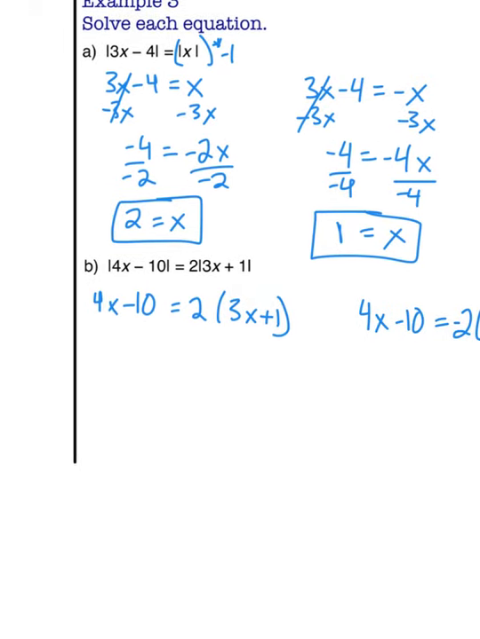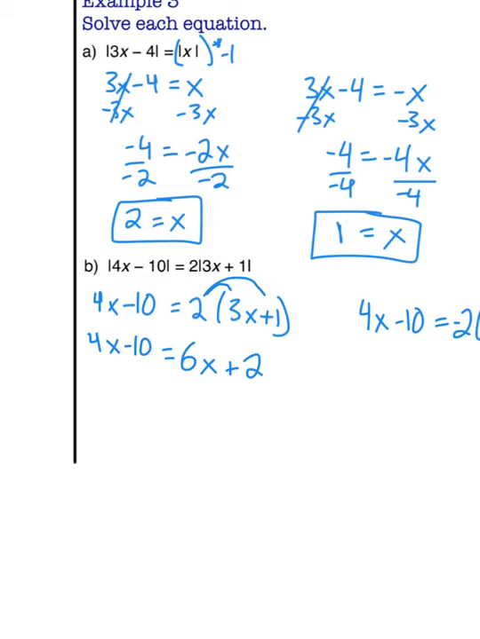All right, let's look at the left one first. I see a 2 outside of parentheses. Instinct is to distribute that. So I have 4x minus 10 equals 2 times 3x is 6x. 2 times 1 is 2.